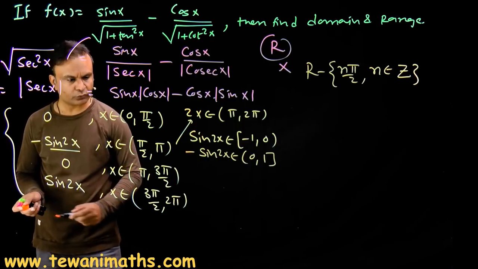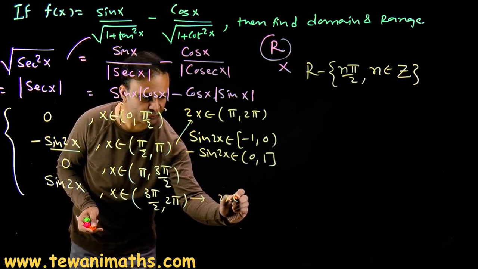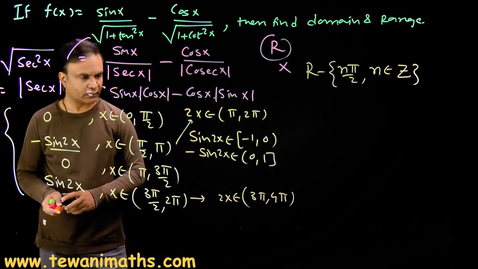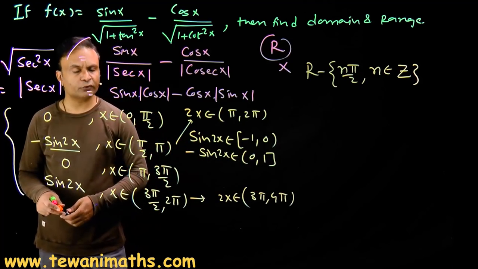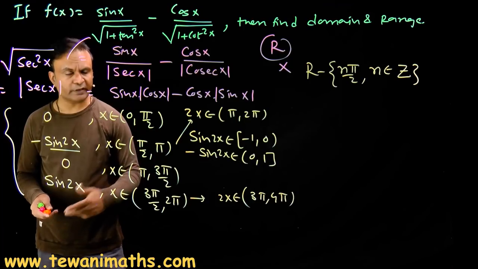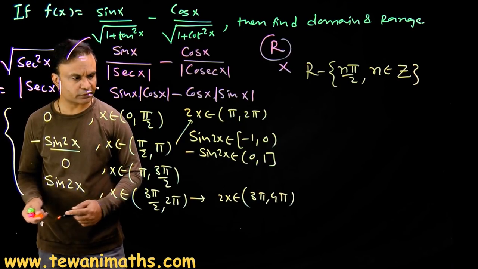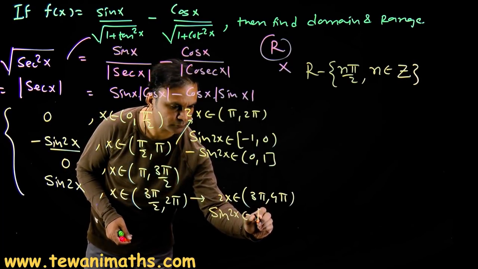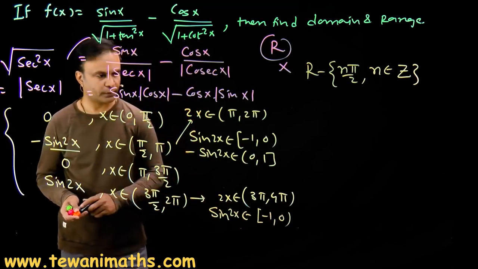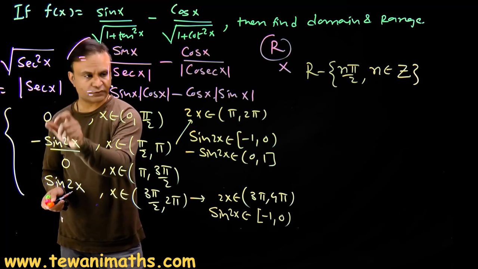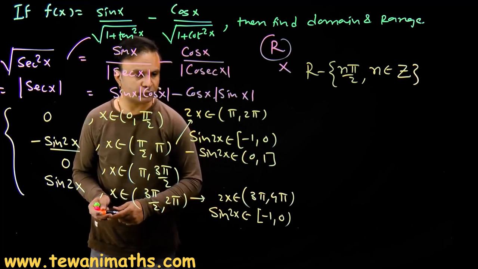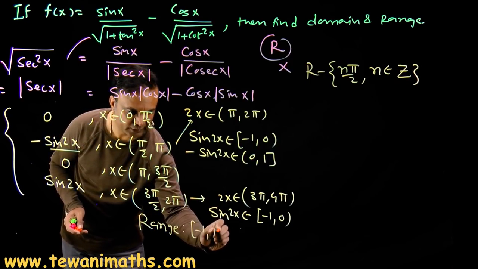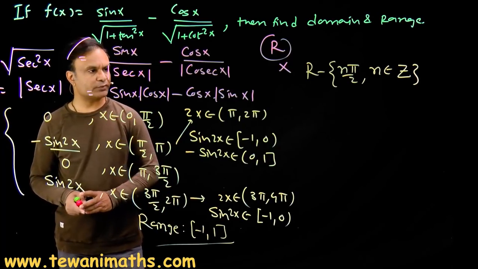Okay, now come to this. x belongs to 3 pi by 2 to 2 pi. For these values of x, 2x belongs to 3 pi to 4 pi. Again we have the third quadrant and fourth quadrant for this 2x, where sin 2x is negative. So we have sin 2x belongs to minus 1 to 0. So we have the range as the union of 0, 0 to 1 and minus 1 to 0. So finally, the range of the function is minus 1 to 1.